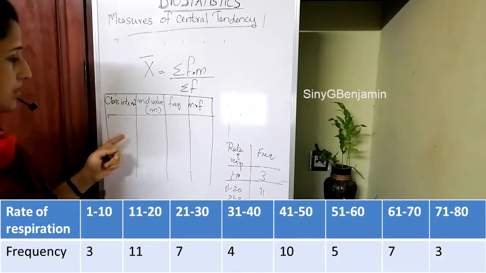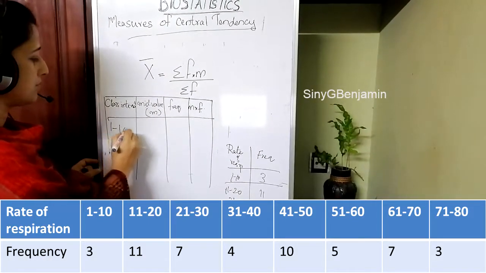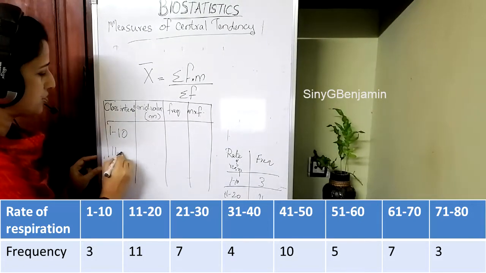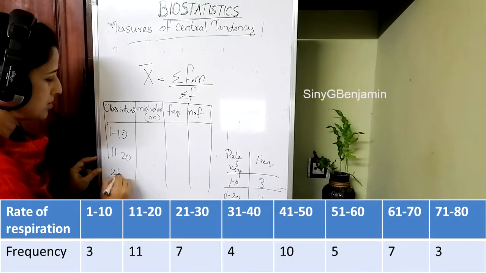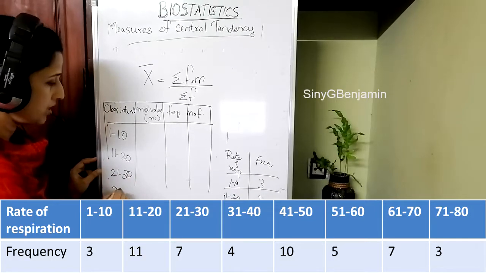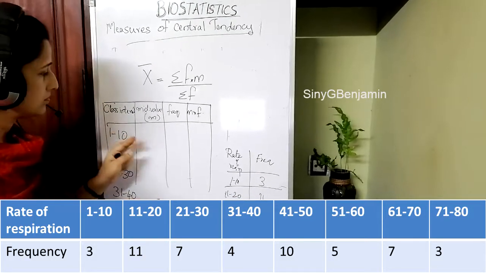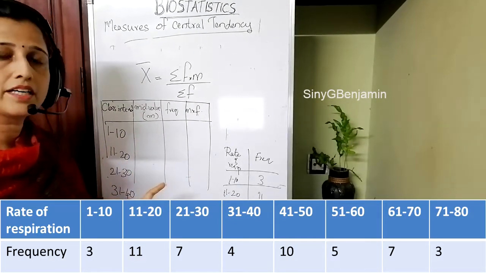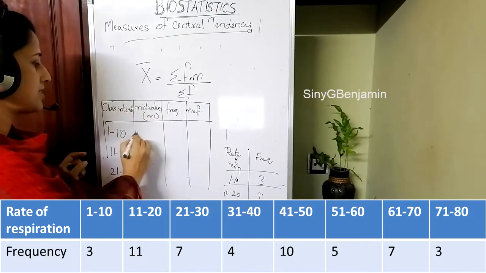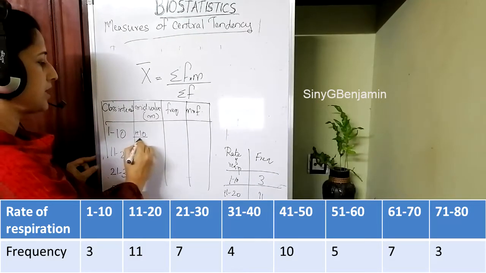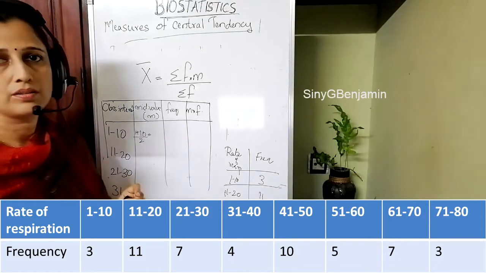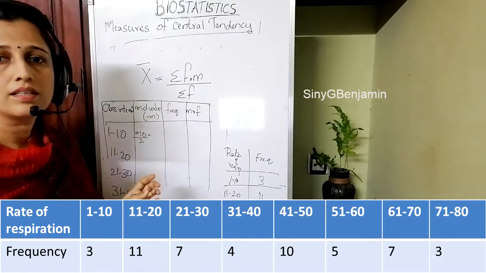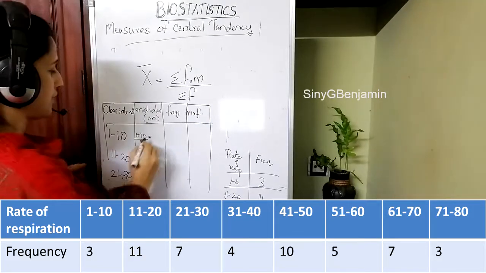And the question you can write here 1 to 10. We'll rewrite 1 to 10 as the first class interval, 11 to 20, 21 to 30, 31 to 40. Then the mid value is 1 plus 10 divided by 2. 1 plus 10 divided by 2 is the mid value. The mid value of the first class interval is 5.5.